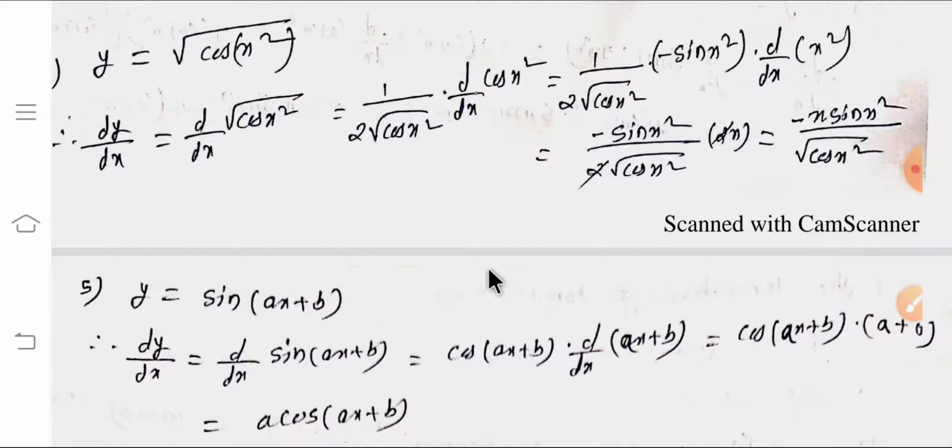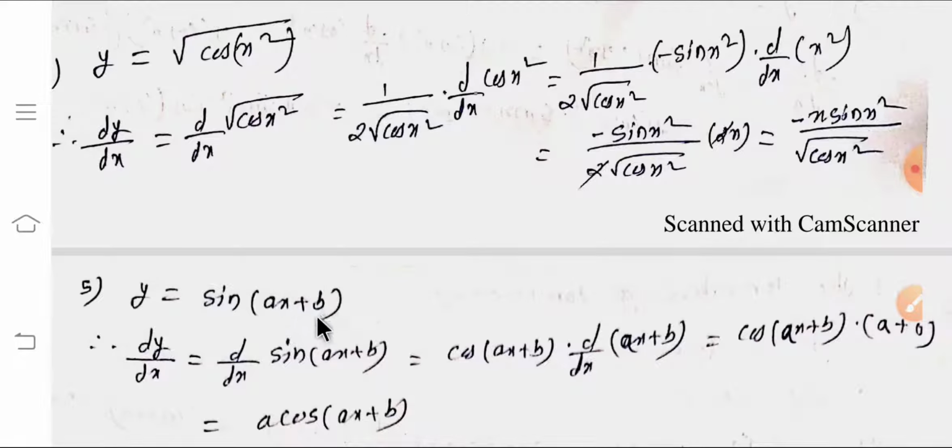Means differentiating a function of a function. So y equal to sin of ax plus b, this is the given function. Then find dy by dx. What does dy by dx come to? That is dy by dx equal to derivative of sin of ax plus b. What is the derivative of sin x? We know that it is cos x. So we write this as cos of ax plus b by using that formula.